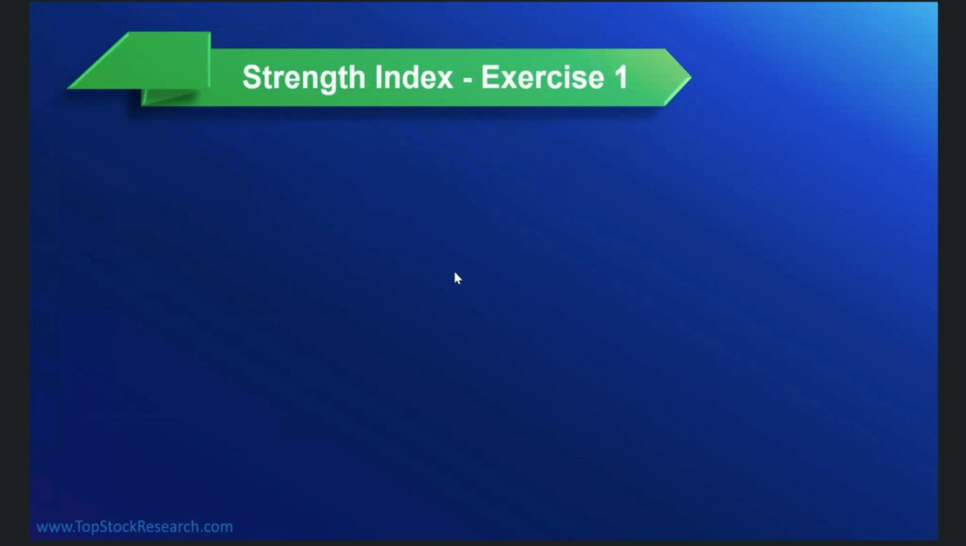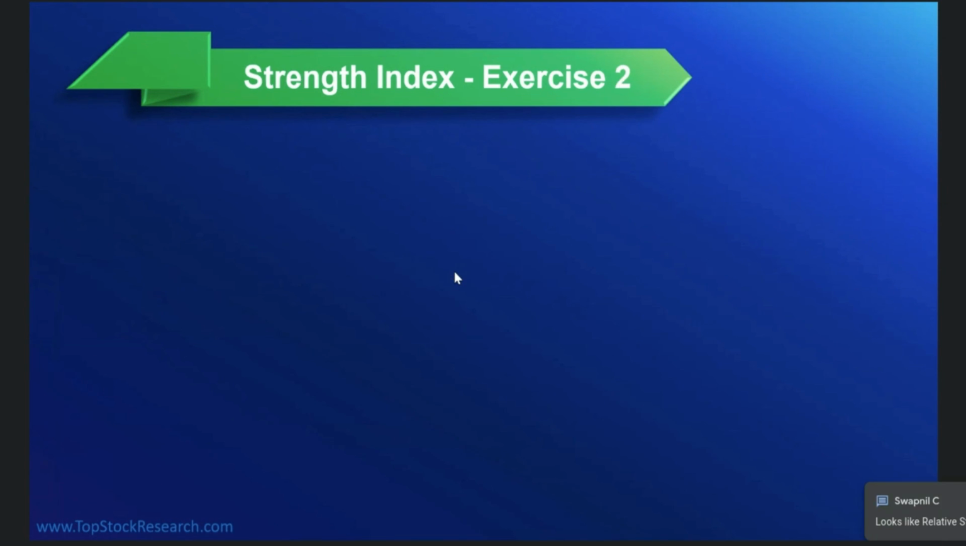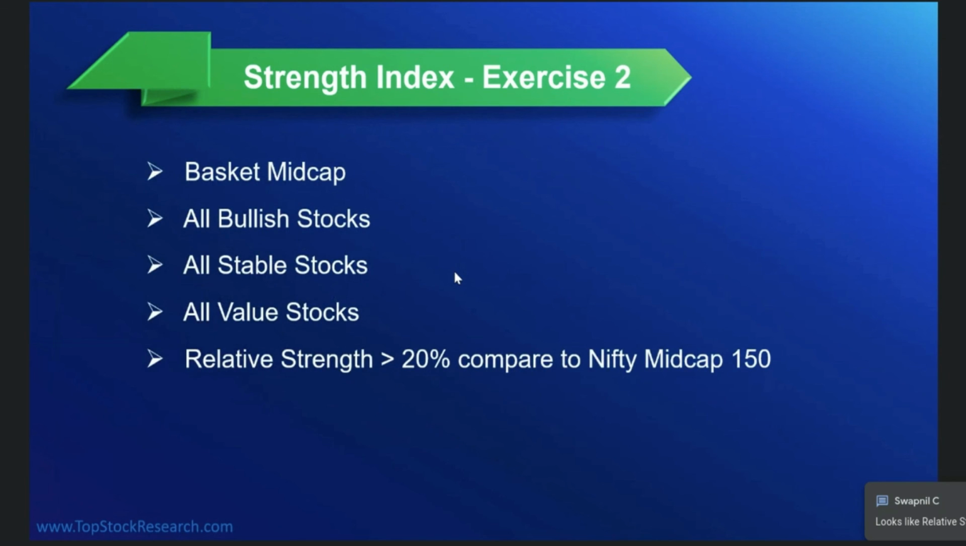Okay, so the exercise that we have is again a very simple exercise. The reason why we are having this exercise is to get used to these things. Powerful, very, very powerful thing. A lot of strategies can be made on top of it. So these are strategies which you can do. All bullish stocks, stable stocks, value stocks, relative strength greater than this. You can mix and match various stock basket ticks, and so on and so forth. So that covers pretty much the technical strength.